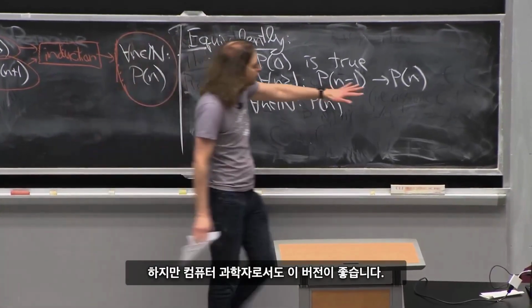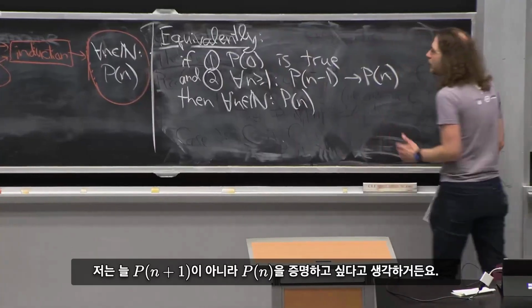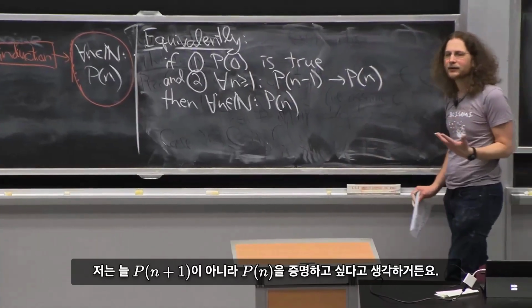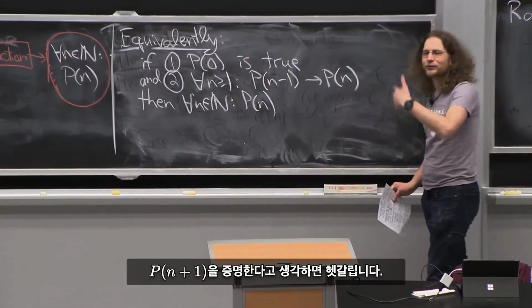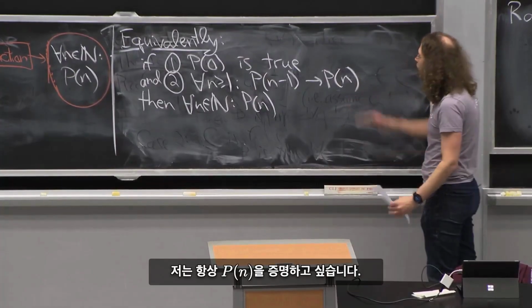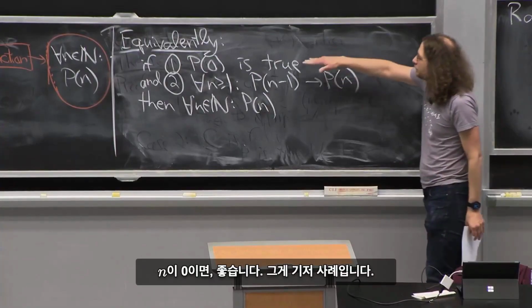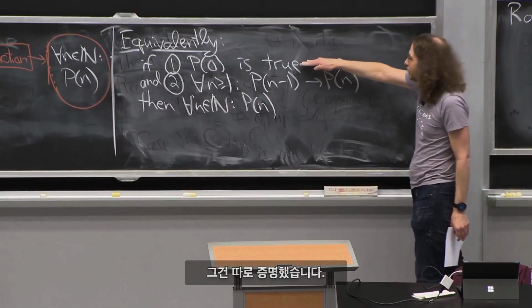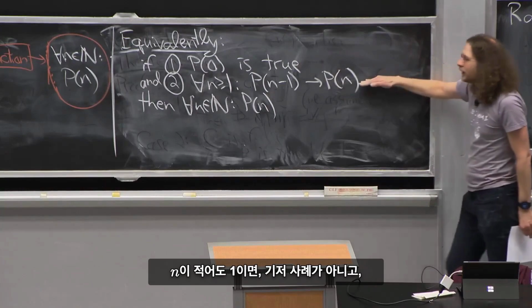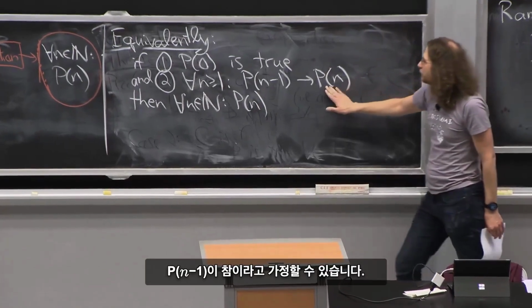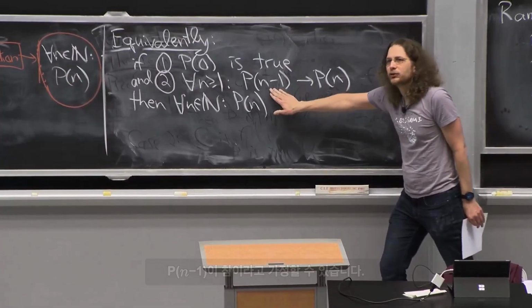But I like this version as a computer scientist because I always want to prove P of n, not P of n plus 1. It's confusing to think about proving P of n plus 1. I always want to prove P of n. When n equals 0, that's my base case. I prove that specially. When n is at least 1, I'm not in the base case, and I get to assume that P of n minus 1 is true.